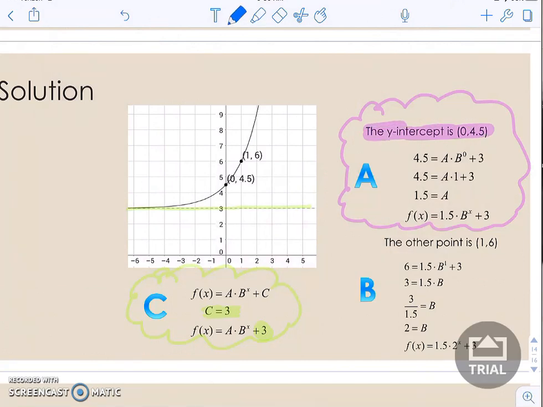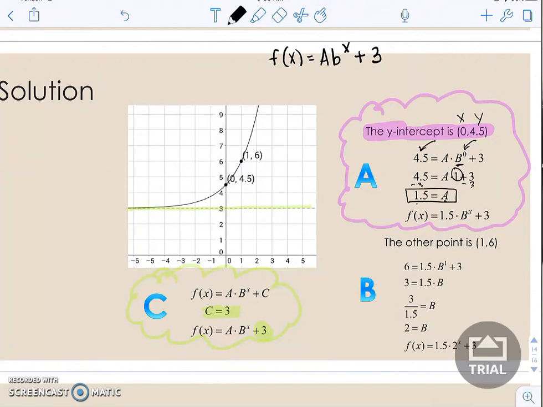So again, remind yourself that the equation you originally have after finding C is f of x is equal to a times b to the x plus 3. And using the y-intercept, you have an x value and you have a y value. So you see in for x, I plugged in 0, and in for y, I plugged in 4.5. And the beauty of this is b to the 0 is equal to 1, and so it leaves you with just the a. I moved the 3 on over, and that got me 1.5 as the value of a.